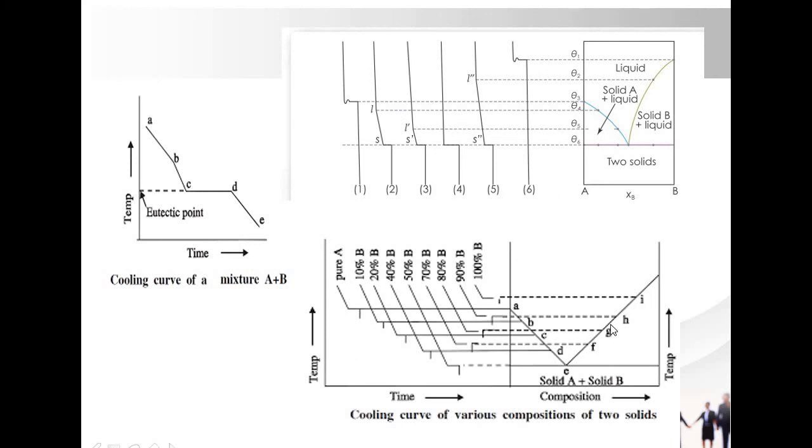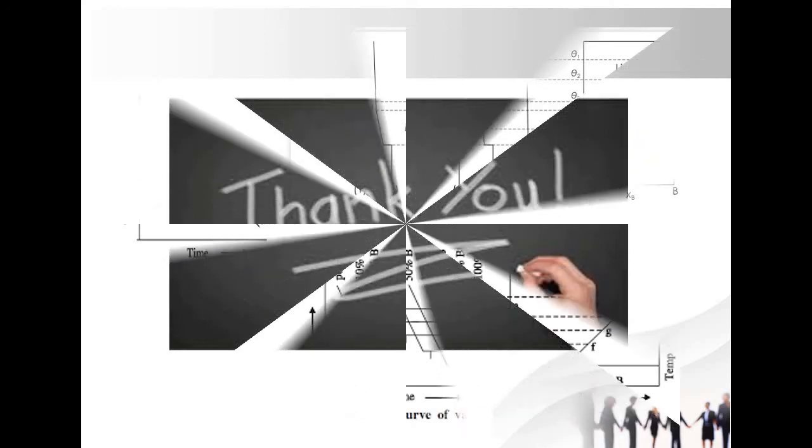Can you understand? Okay, and the cooling curves of a series of alloys of known composition are drawn like this, and the equilibrium diagram for the system of two metals, this is the equilibrium diagram or the phase diagram, for the system of two metals A and B is thus determined. Okay, so this is all about thermal analysis and cooling curves. Thank you.